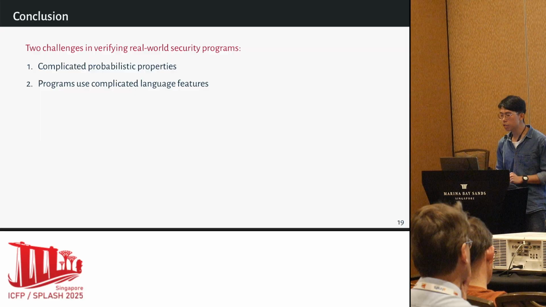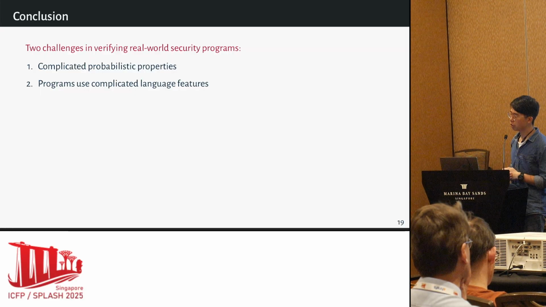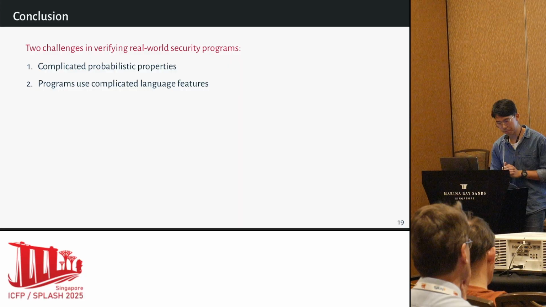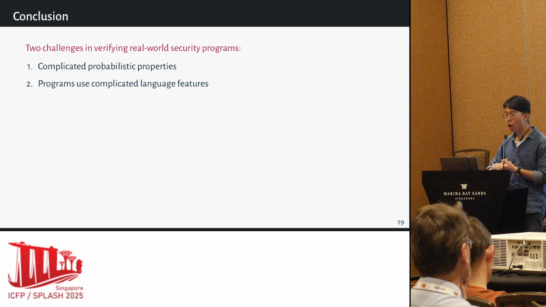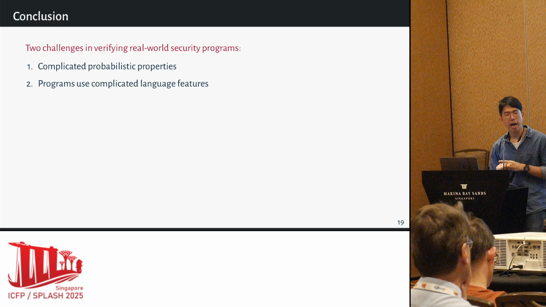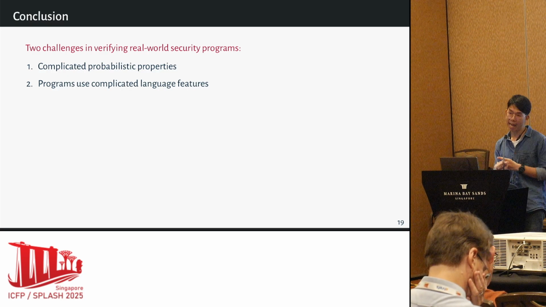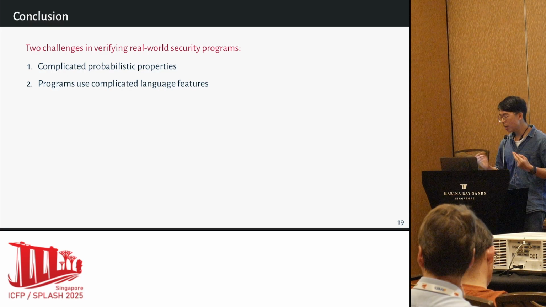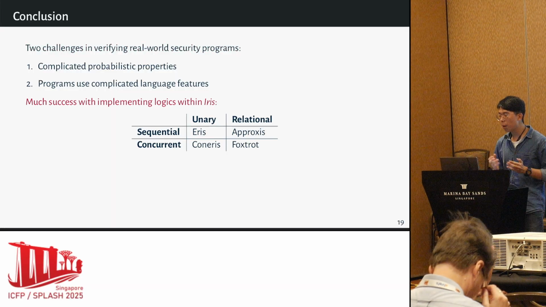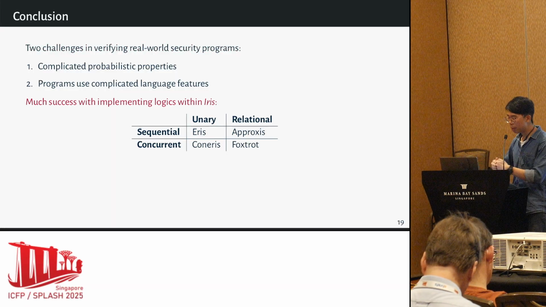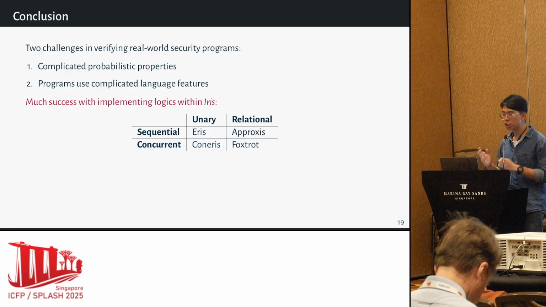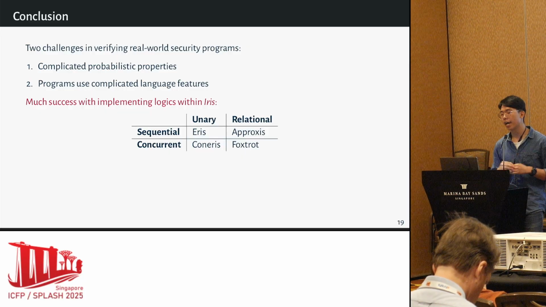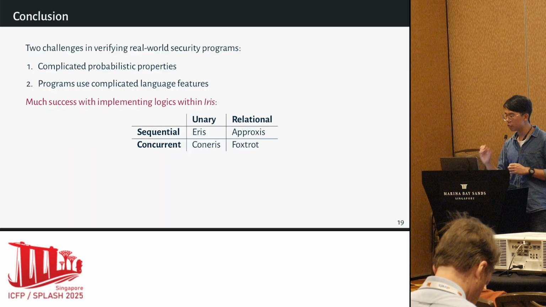In conclusion, verifying real-world security programs is challenging, and that is because we often have to reason about and prove very complicated probabilistic properties, and these programs actually use quite a lot of complicated language features. In this talk, I showed you a couple of logics where I'm able to take one step closer to achieving this dream where we can verify interesting properties of these programs.